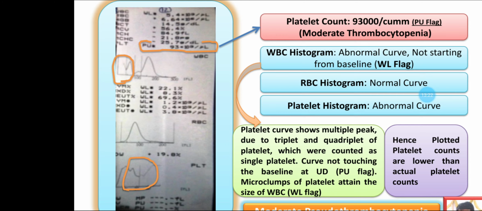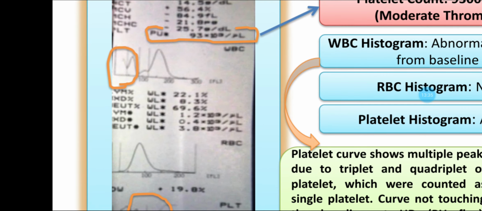So at the lower end of the WBC curve, the left side of the WBC curve, we can see there is something abnormal present, and we can easily appreciate by the curve that it is not starting from the baseline. Such manifestations are usually seen whenever there is a presence of micro clumps of platelets, because these micro clumps have attained the size of the WBC and they were counted as WBCs.